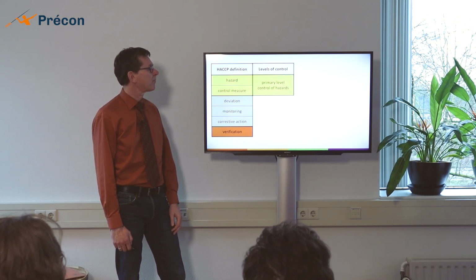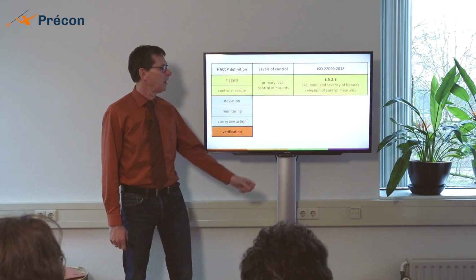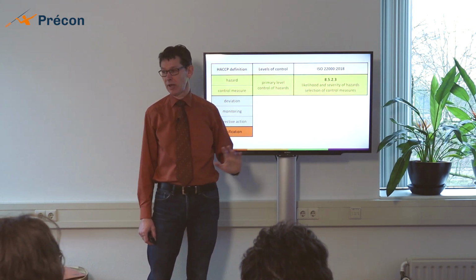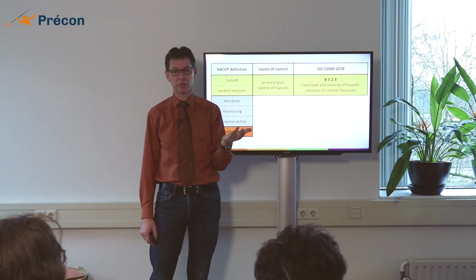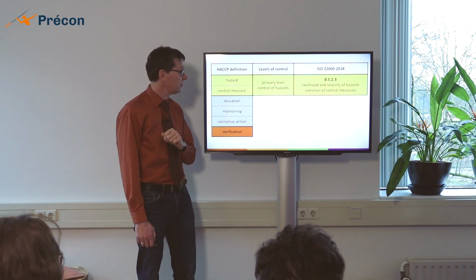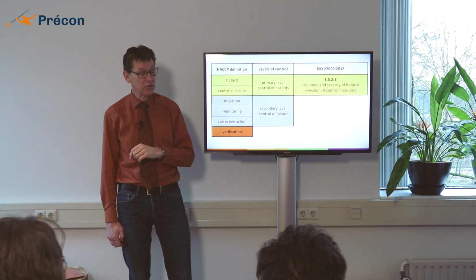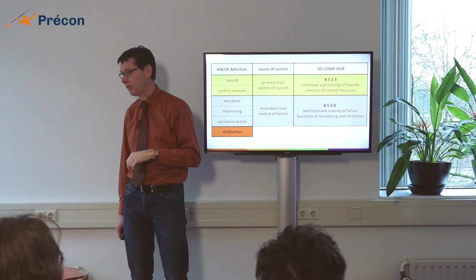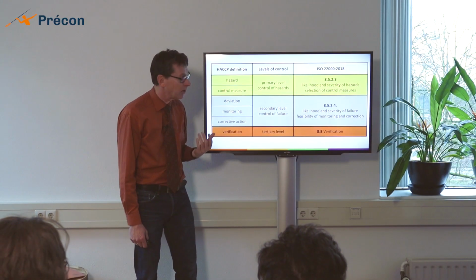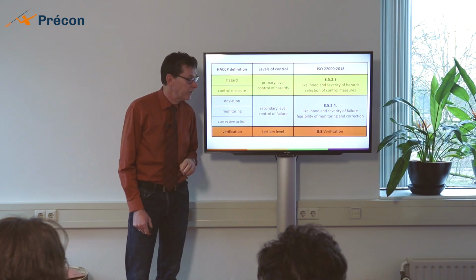And when we look at ISO 22000, this primary level of control is in subclause 8.5.2.3. It wants you to assess the likelihood and severity of hazards and then select your control measure. The secondary level of controlling deviations is in another subclause. It's in 8.5.2.4. And then you have to assess the likelihood and severity of failure and consequently do monitoring and corrective action. And of course in ISO 22000 there is also the tertiary level of verification, which is in clause 8.8. So ISO 22000 is actually doing a pretty good job in separating these different levels of control.